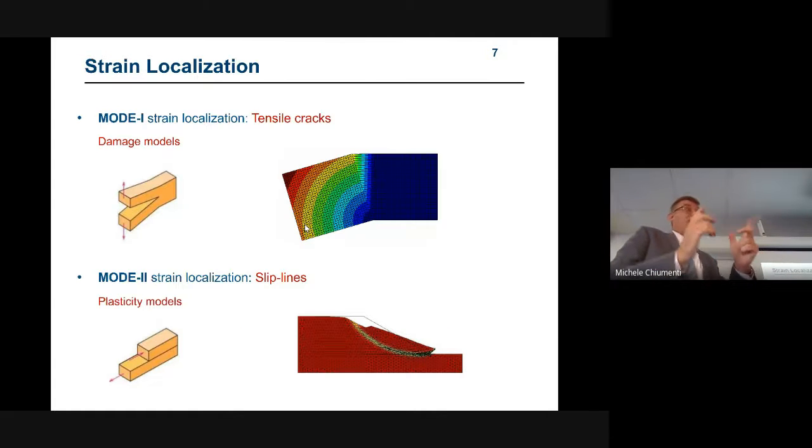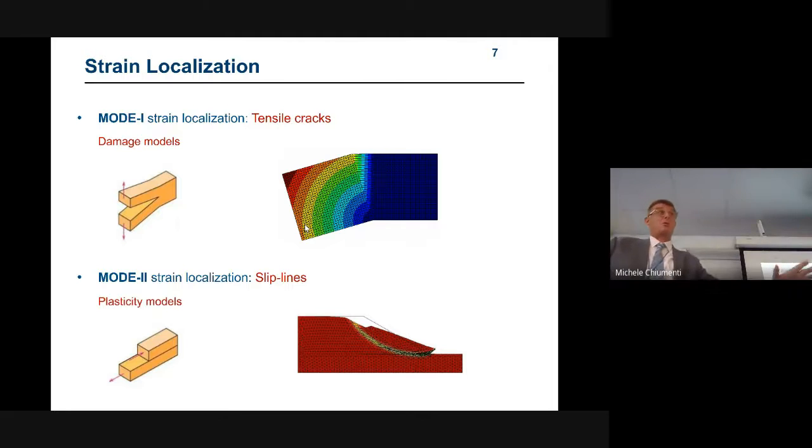I will tackle here two very distinct kinds of strain localization leading to cracking. One is the so-called mode 1. This is just a crack. Typically, we tackle this using damage models. Okay? The second one, more related to what you are doing here, is mode 2. This ends up with slip lines. And typically, we solve the problem through a plasticity model.